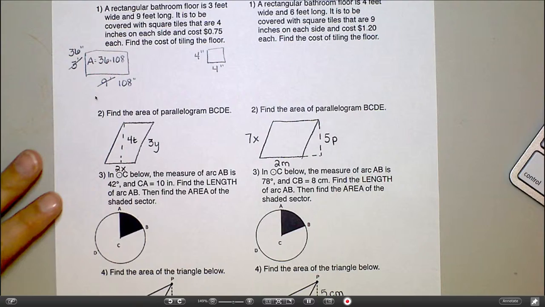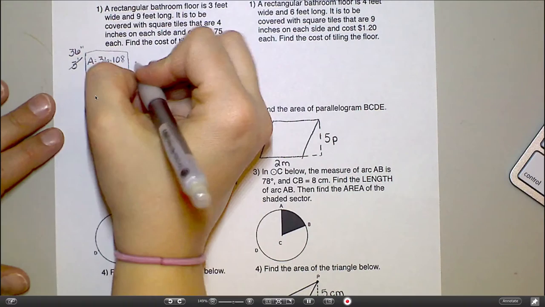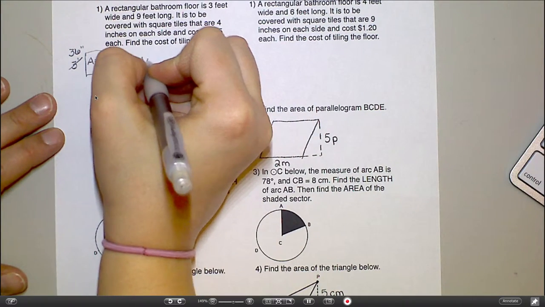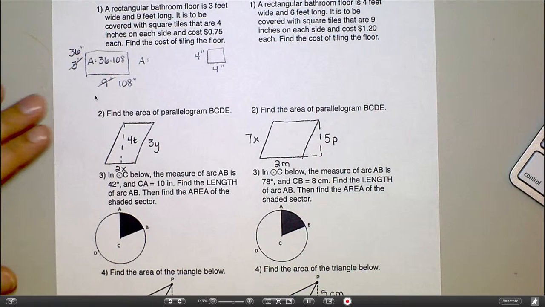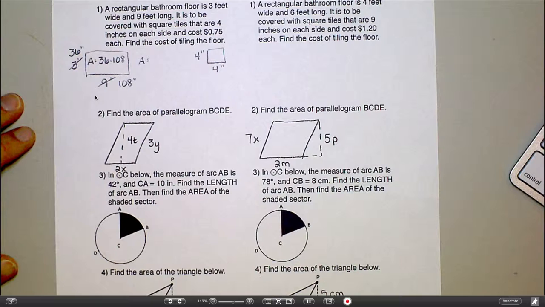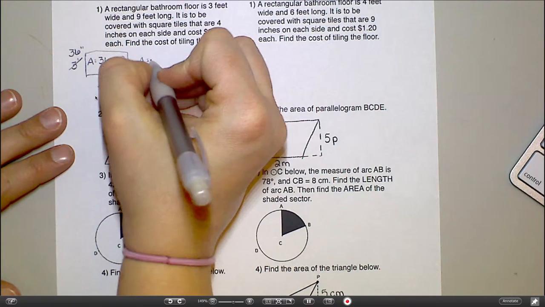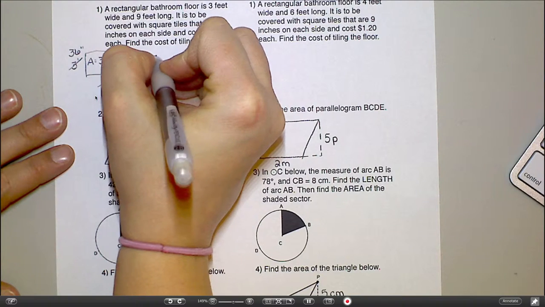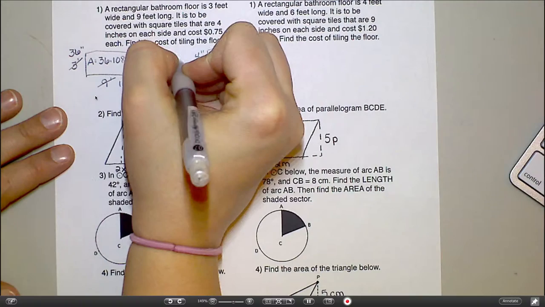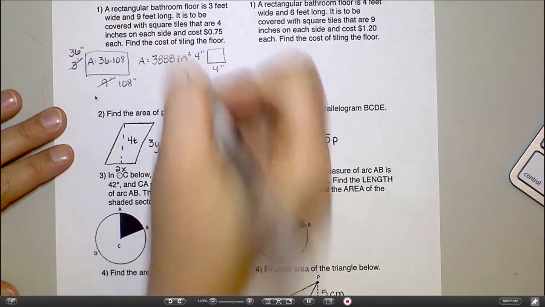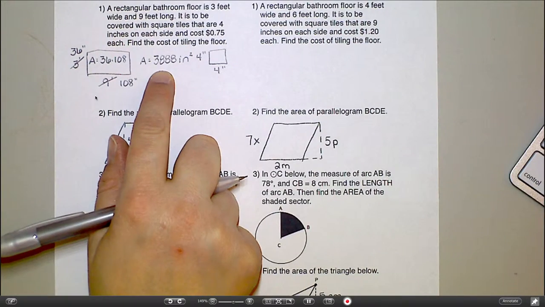Okay, you see where I'm getting that from? Yep. Okay, 36 times 108. So what's that come out to be? I'll just do it here. 3,888. Thank you. 3,888. So that's how much space we're looking to cover.